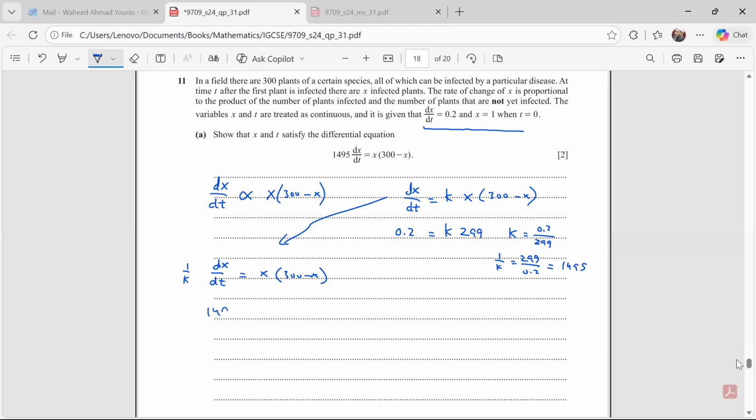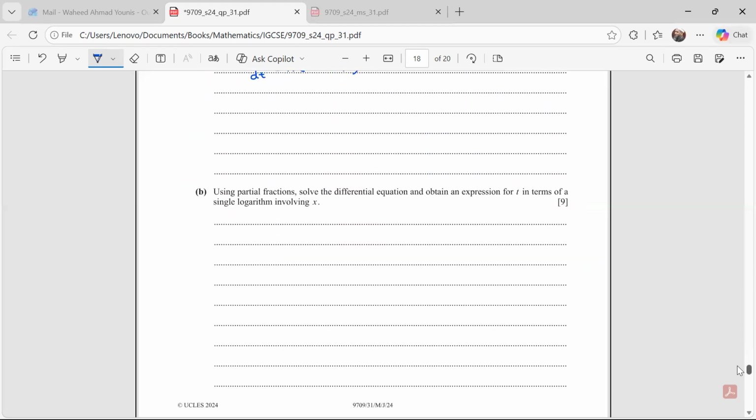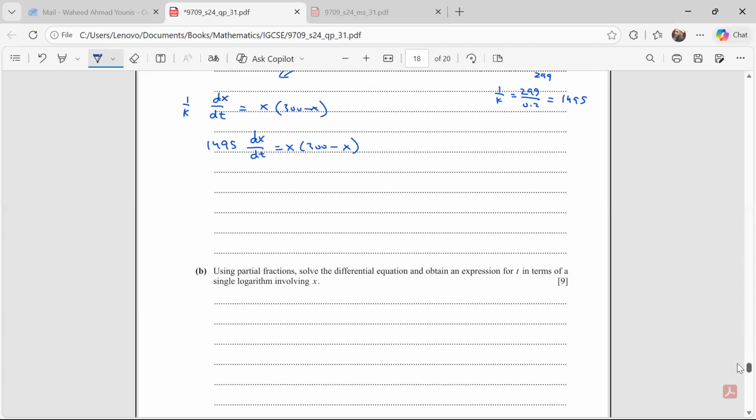So 1495 times dx by dt is equal to x times 300 minus x. Okay, so this is what they asked us to prove. This is my differential equation. Now the next part is: using partial fractions, solve the differential equation and obtain an expression for t in terms of a single logarithm. So now I need to solve this. I need to do the partial fractions and solve this equation.